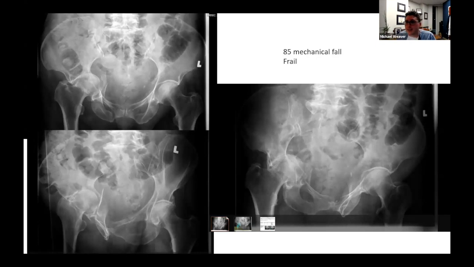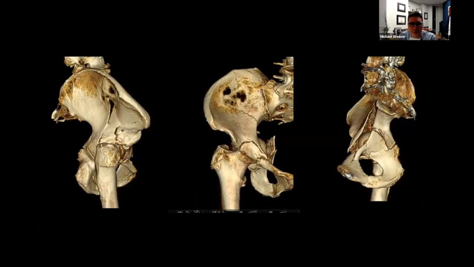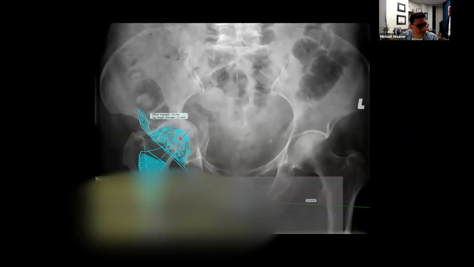So this is an 85-year-old patient. They have this anterior column fracture with protrusio. There's comminution of the anterior column, there's protrusio, and then it turns out there is extension through the back, so the posterior column is involved as well. So kind of a challenging patient and a very frail person. So a cage is a decent option for something like this. This is what it looks like.